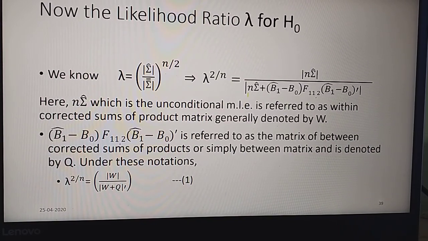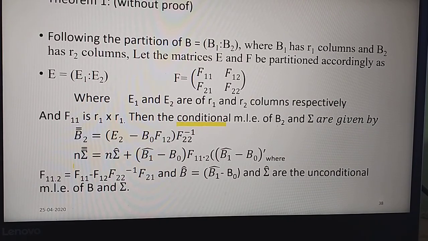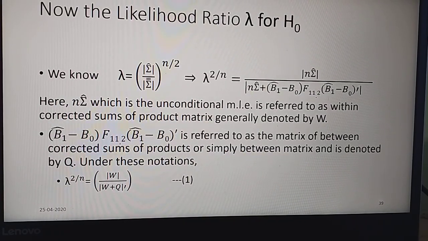But n sigma double cap is equal to, here, this is the n sigma double cap. So this value is, from the theorem, in the denominator n sigma double cap is this. So determinant n sigma cap by determinant of this n sigma double cap. Here n sigma cap, which is the unconditional MLE, is referred to as within corrected sums of product matrix, or simply it is also said within matrix.